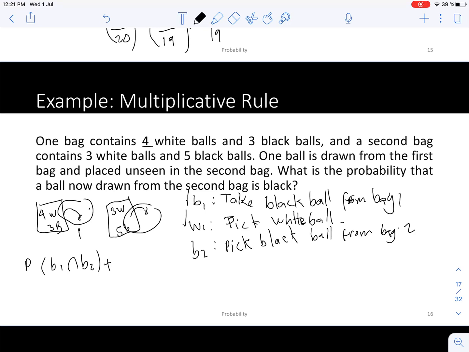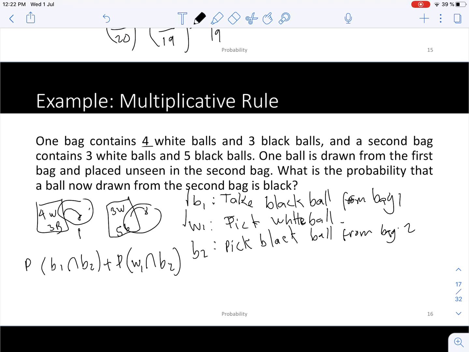This is a union, or it's a sum, and it's the probability of the intersection that the first ball that is taken from the first bag is white, intersection B2. So that's the expression that we need to find. That's the expression that we need to compute here.